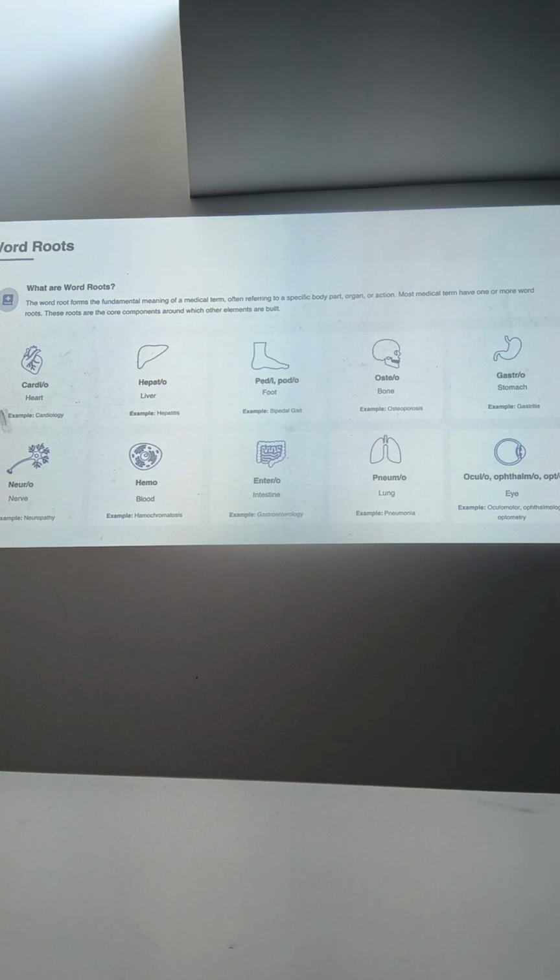Ped can also be quite interchangeable because it can also mean pediatric surgeon, someone that works on children, pediatrician. And then you have osteo, which means bone, any bone. So that can mean osteoporosis, which is the breaking down of the bone. Usually you get it at older age. And gastro is the stomach. So think of gastritis, which is the inflammation of the stomach.